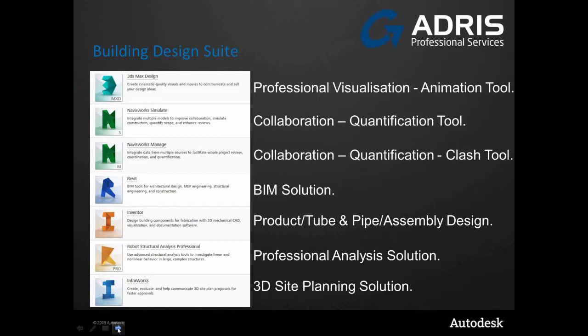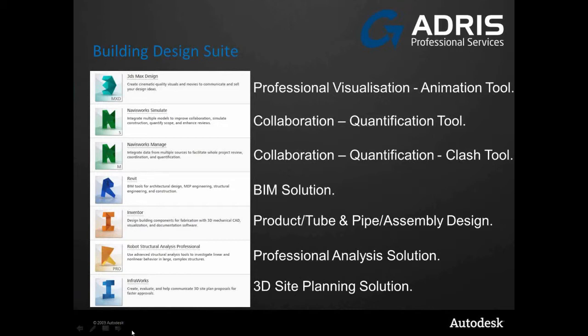Robot is structural analysis software, and InfoWorks is a 3D site planning solution. So we have a range of design suites, and within those different ranges we have different products. Primarily, the two products that will allow you to work to level 2 are Navisworks and Revit.